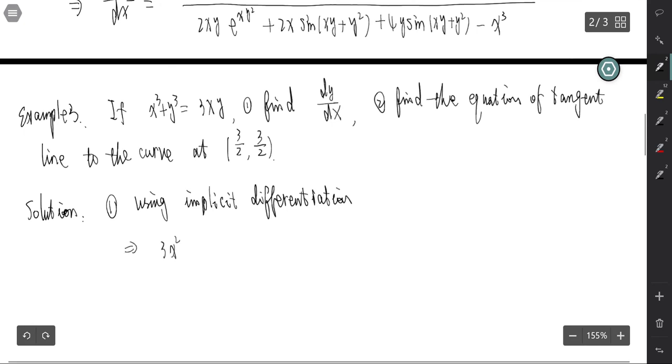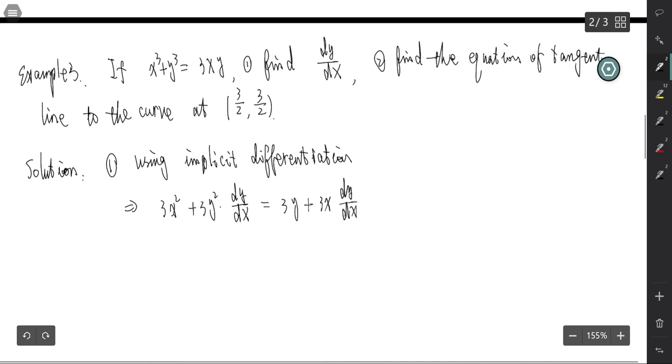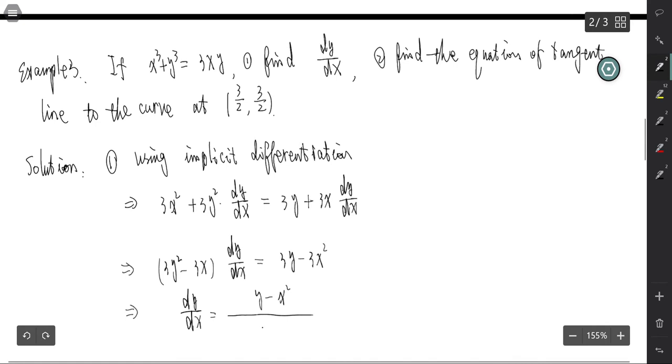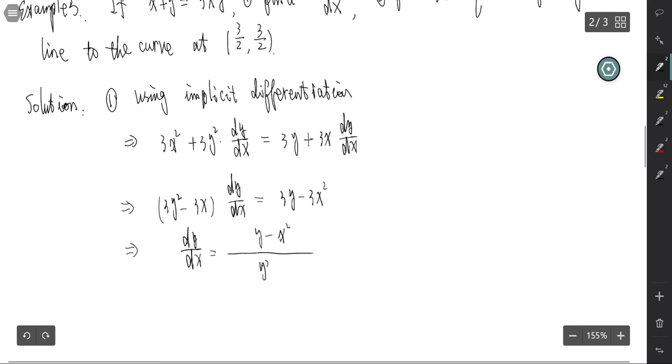We have 3x squared plus 3y squared times dy over dx equals 3y. Use the product rule here: 3x is one term and y is another term, plus 3x times dy over dx. Collect the like terms: 3y squared minus 3x times dy over dx is 3y minus 3x squared. So we solve for dy over dx, that is y minus x squared over y squared minus x.